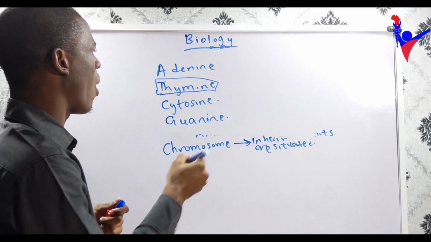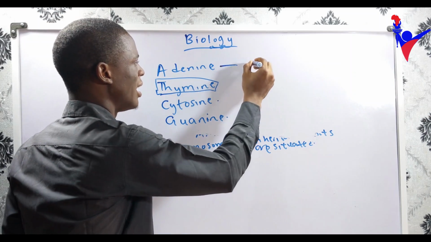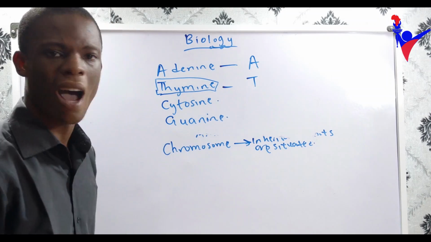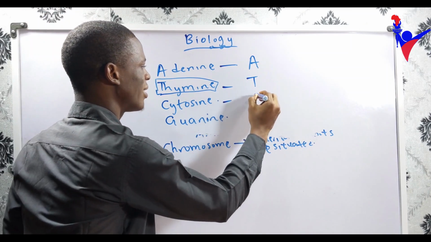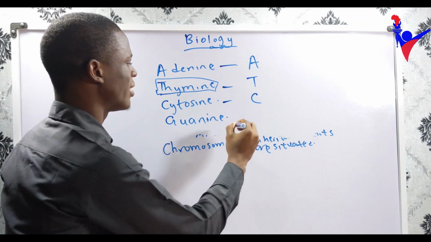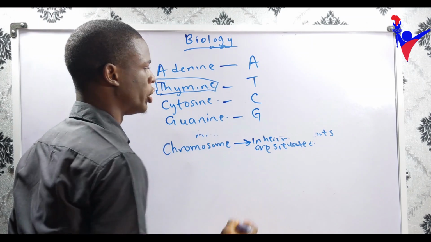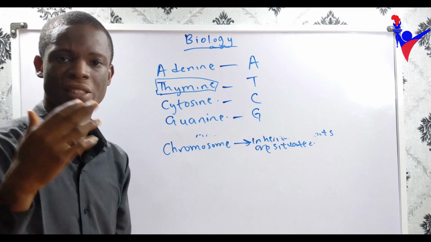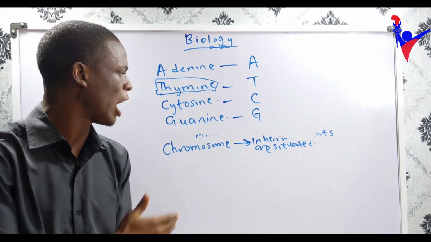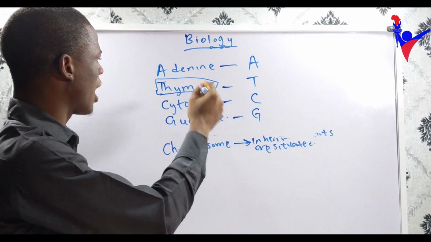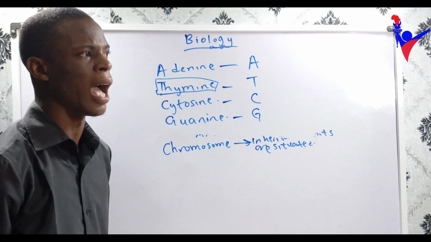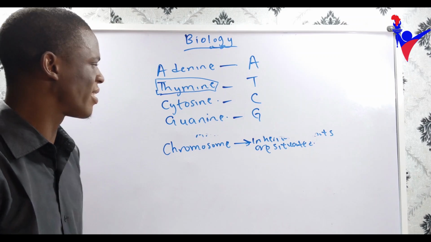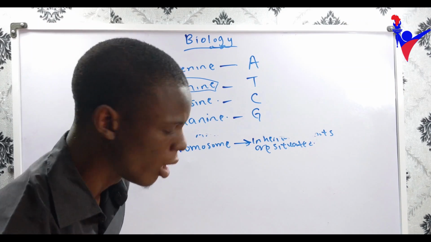Back to what we are saying, adenine is represented by the letter A, thymine by the letter T, cytosine by the letter C, and guanine by the letter G. So these are the bases in a DNA. Looking at all these, these are the basic bases, and we are given a question that if the strand has a base sequence TCA, I'll rub the board.